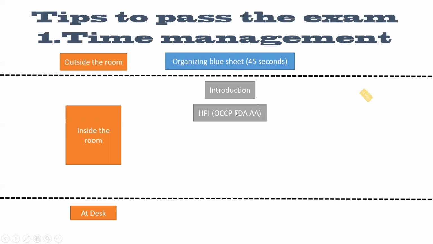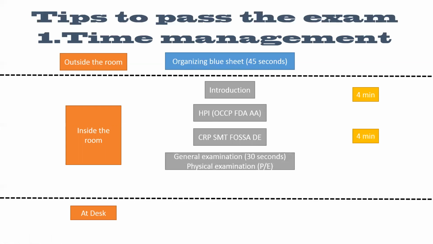Then you can enter the room, and inside the room, the introduction and the history of present illness, together with the organizing outside the room, should take 4 minutes. The introduction and the history of present illness, we'll talk about them. Then the past medical history and the other history components will take another 4 minutes. And then the examination, either general or specific, will take another 4 minutes. So it's the 4 minutes rule.